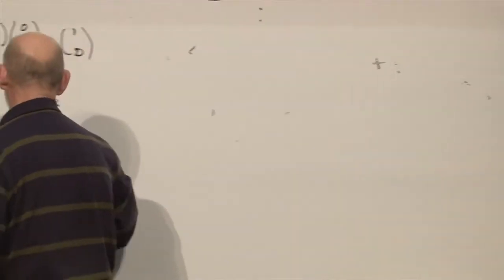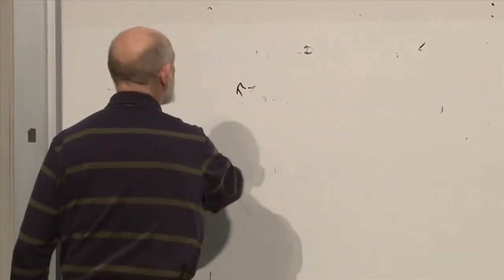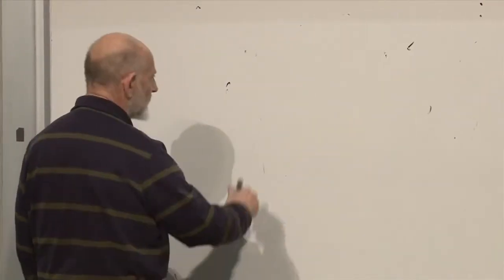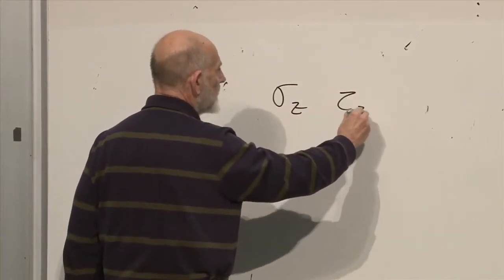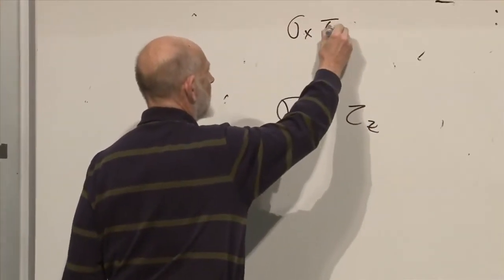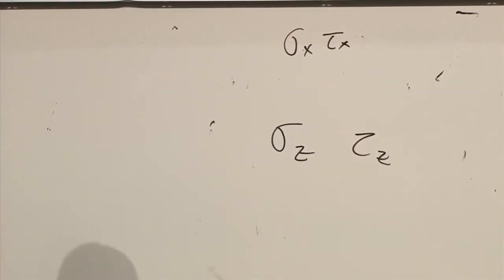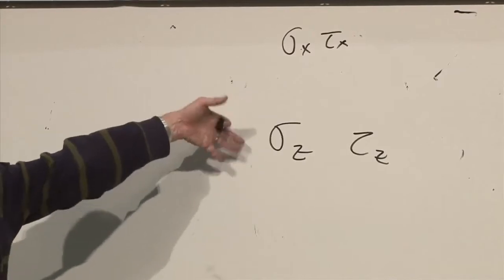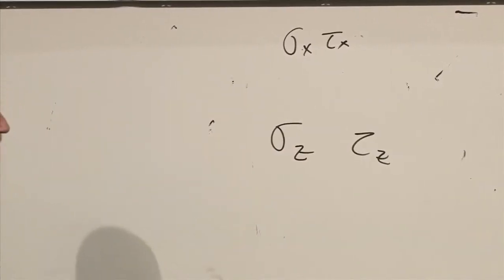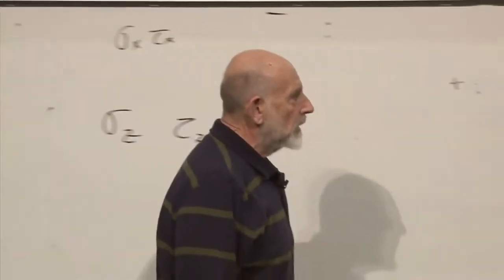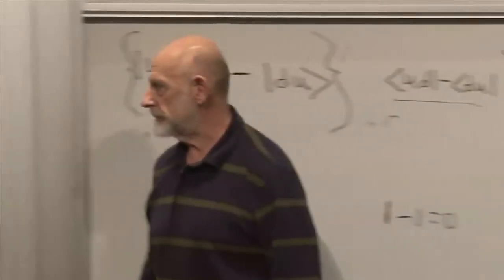Let's take the expectation value of the product of sigma z times tau z. We'll do that one. We'll do sigma x times tau x. And maybe we'll do sigma x times tau y or sigma x. We'll try some examples. Let's take the expectation value of this. Now to do this, we again make a sandwich. And all right, so let's do it.